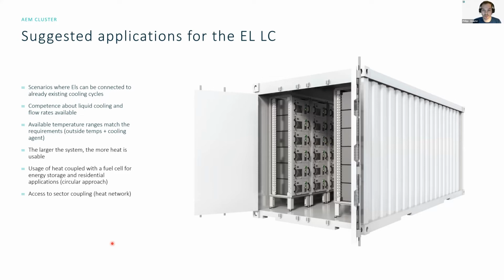We have specific temperature ranges where the electrolyzers can be operated and stored. Please make sure that you don't exceed them. These are from 2 to 45 degrees, but you can see all these details also in the data sheets and in our manuals, of course. The liquid cooled system makes especially sense if you have bigger systems, because then more heat is generated and that heat is more likely to be used. In some cases, it might also be possible to couple heat with fuel cell and energy storage, depending on your specific application, or if you have sector coupling, for example, a heat network.